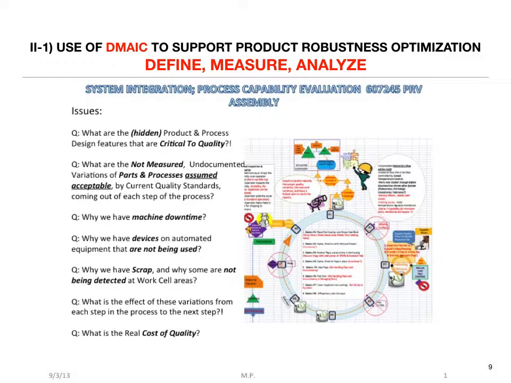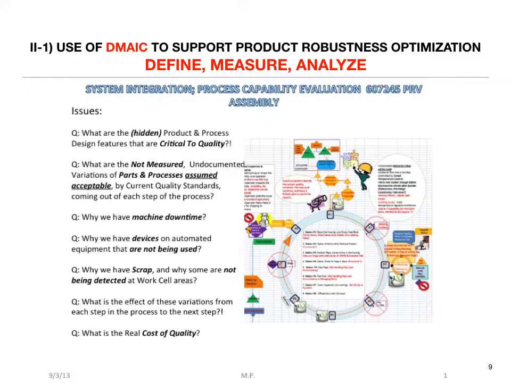Section 2. Use of DMAIC for the specific project that we are discussing here, which is a system integration of an automated assembly equipment that includes an injection molding machine. The first thing we started doing was identifying issues, a list of issues. What are the hidden product process, design feature, and critical to quality? So one issue was that we didn't have a complete list of issues. That was an issue by itself. There was no complete list of the issues.